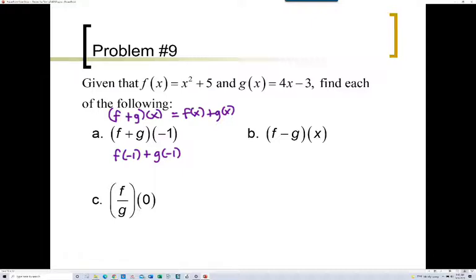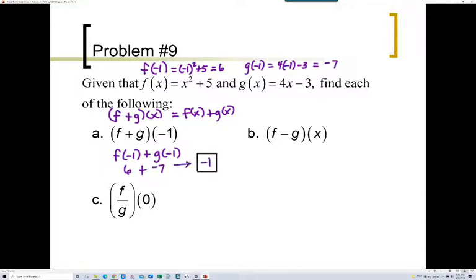Well, I know how to find f of negative 1. I just plug it into the f function. It'll be negative 1 squared plus 5, which is 6. Now I'm going to find g of negative 1. It'll be 4 times negative 1 minus 3, which is negative 7. So we're going to have 6 plus negative 7, which is negative 1.